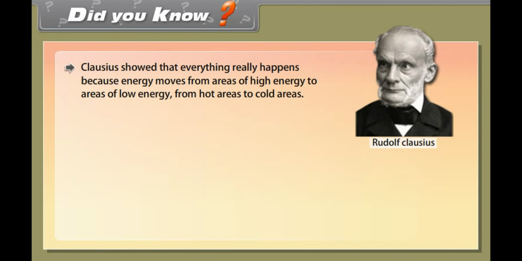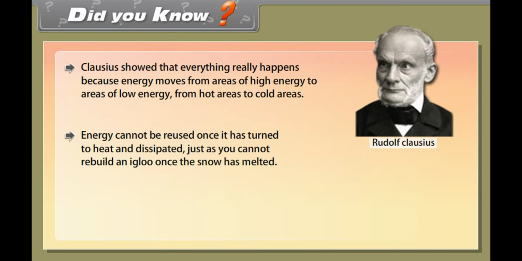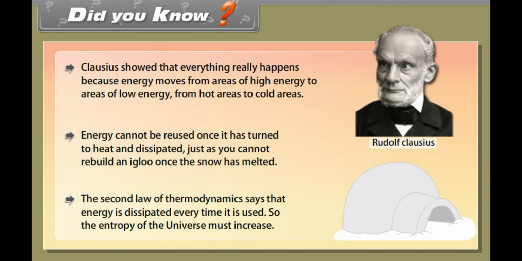Did you know? Clausius showed that everything really happens because energy moves from areas of high energy to areas of low energy, from hot areas to cold areas. Energy cannot be reused once it has turned to heat and dissipated, just as you cannot rebuild an igloo once the snow has melted. The second law of thermodynamics says that energy is dissipated every time it is used, so the entropy of the universe must increase. Summary.